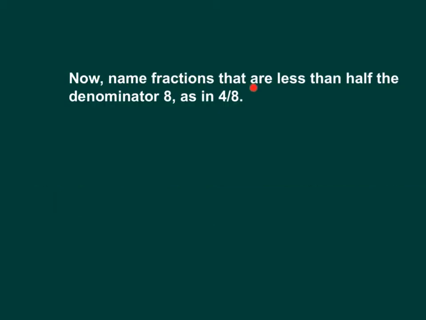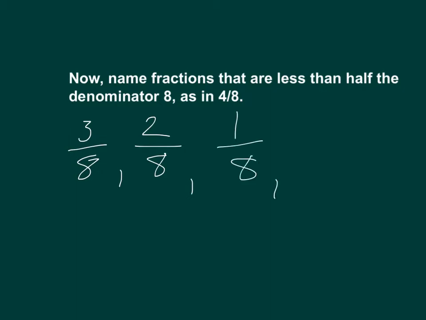Now name fractions that are less than half of the denominator 8, as in the fraction 4/8. You can think about this. Fractions could be 3/8, which is less than half the denominator in 4/8. 2/8 is less than half the denominator in 4/8. 1/8 and 0/8 are all less than half the denominator, which is 8 in the fraction 4/8.